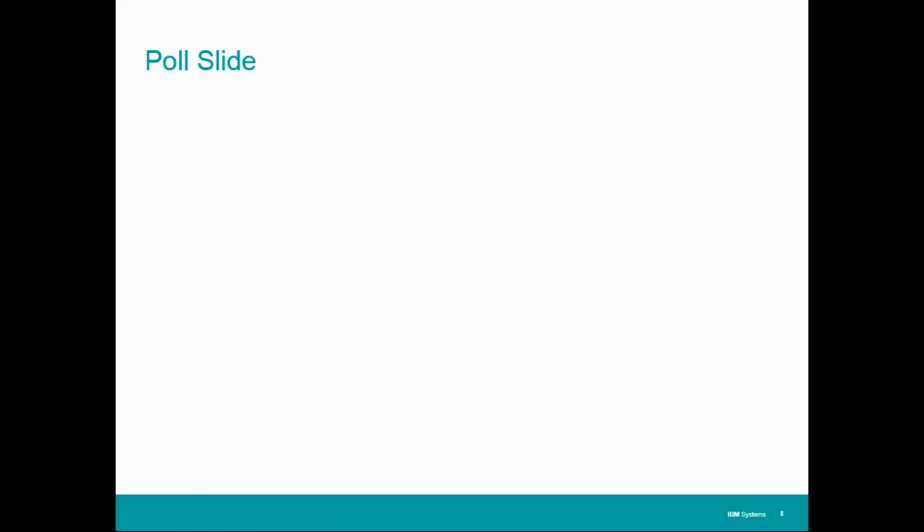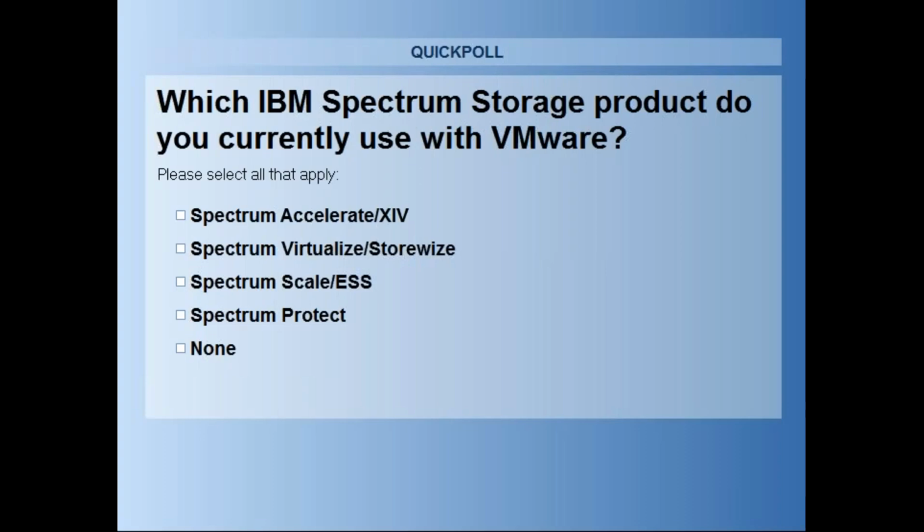All right, thank you, Daniel. Yes, we do have a couple of polls that we're going to run real quick before we let Chandra take over. First one is, which IBM Spectrum storage product do you currently use with VMware? And you can select all that apply for this one. All right, reached about half of the audience that's been polled at this point. We'll let it run another 10 seconds or so so everyone gets a chance to answer the question.